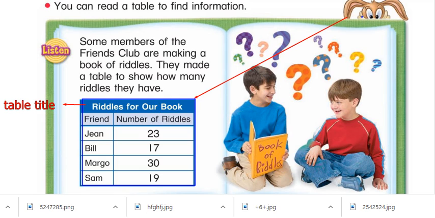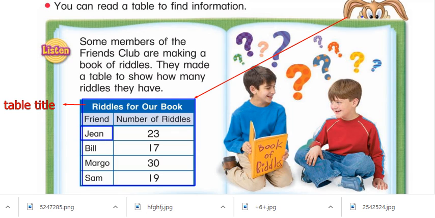Riddles for our book. Okay, now we have here friend and number of riddles. So we have two columns here. This is the first column and this is the second column. This column contains the friend name. So here you have Jane, and Bell, Margot, and Sam. So here in this column we can read the friend's name.